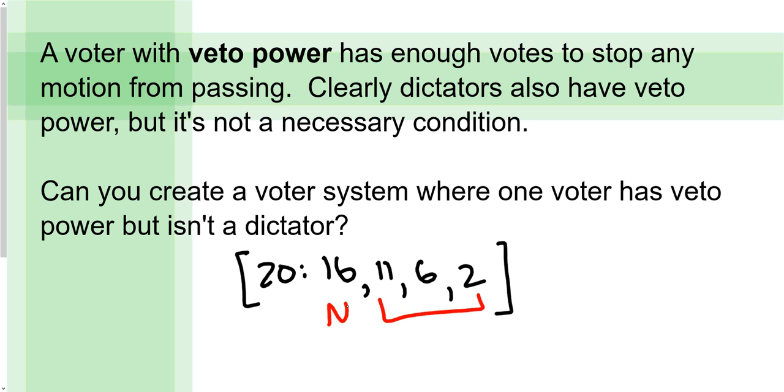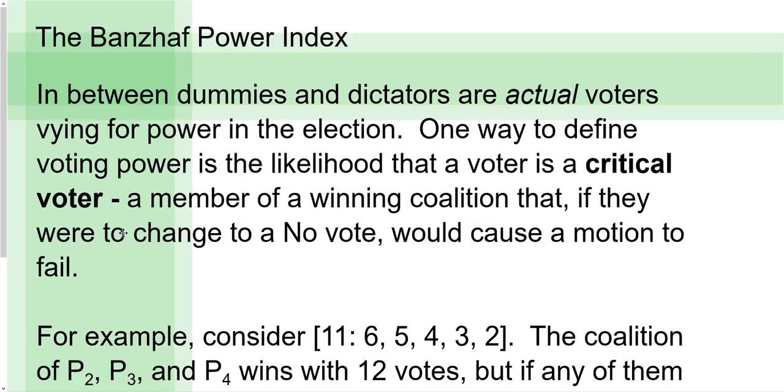So when this situation happens, we call this a veto power. It means that he has the authority to stop the motion from passing, even though he may not always have the authority to pass it. So it's an interesting situation, almost like a mother may I situation, right? And this always happens when you've got one person who has a number of votes that's already pretty close to the quota.